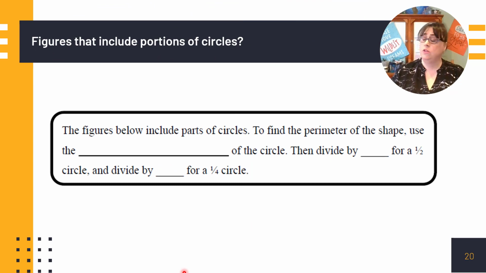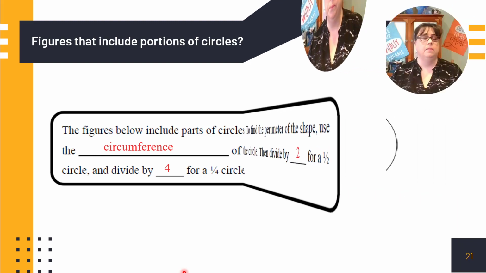So what about figures that include portions of circles? Well, the figures below are going to include parts of circles. To find the perimeter of the shape, we're going to use the circumference of the circle. Why the circumference? Because circumference is the fancy word that we use for perimeter of a circle. And then we can divide by 2 for a half, or we can divide by 4 for a quarter of a circle. I still use the fractions 1/2 and 1/4 just because I find that that's a much more clear picture of what's going on. But you can go ahead and use dividing by 2 and dividing by 4 in your own work.